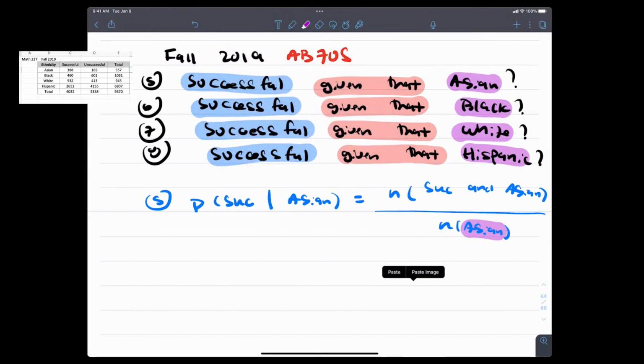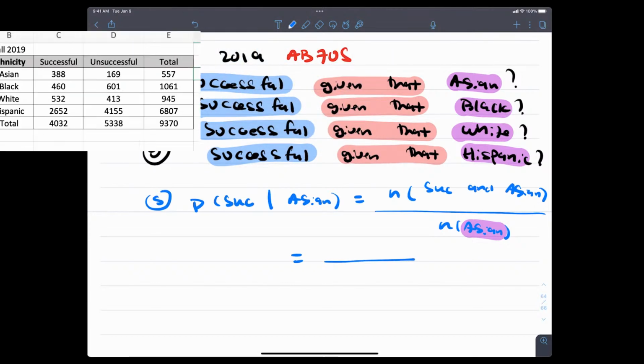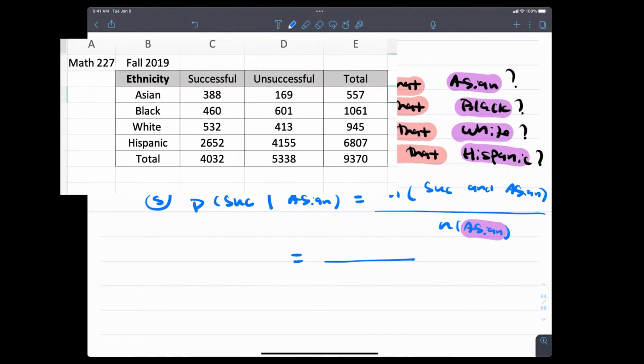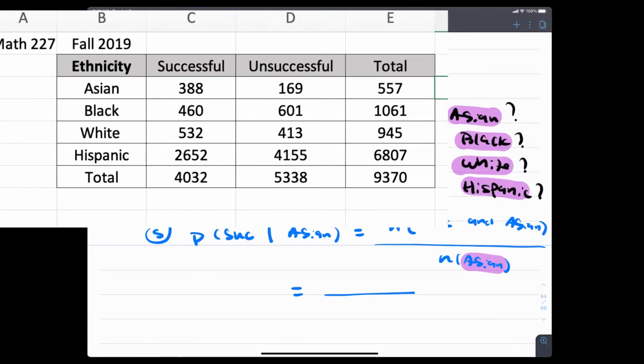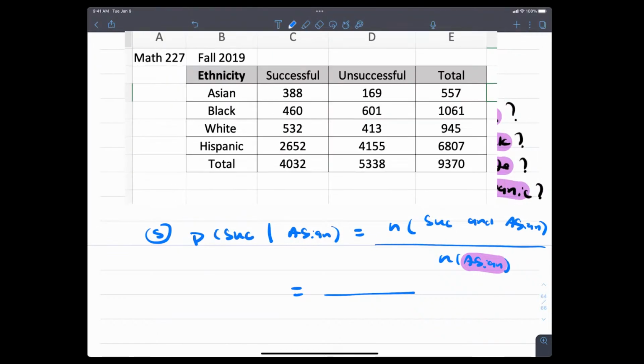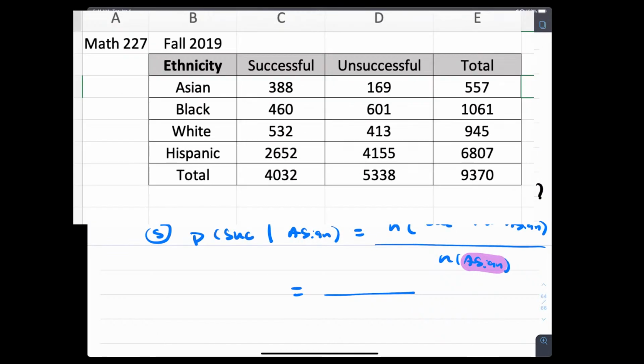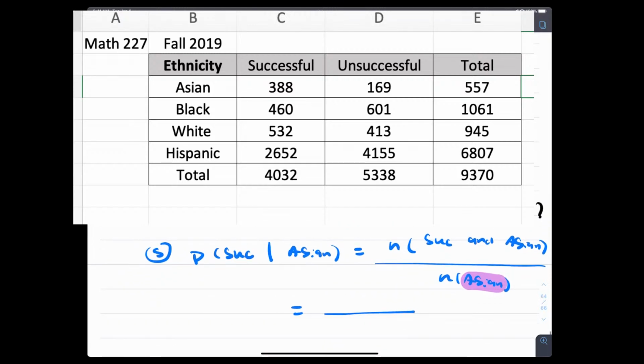Okay, so let's see what you get now. Looking at this, I make the claim you should be able to answer these questions. You know what I'm talking about? How many Asian students took Math 227 in fall 2019? 557, is that right? Of the 557, how many were successful? 388. Good.